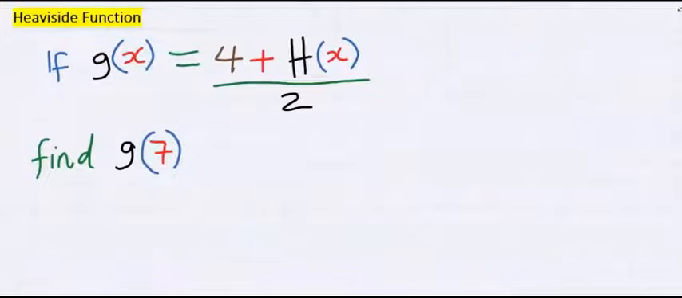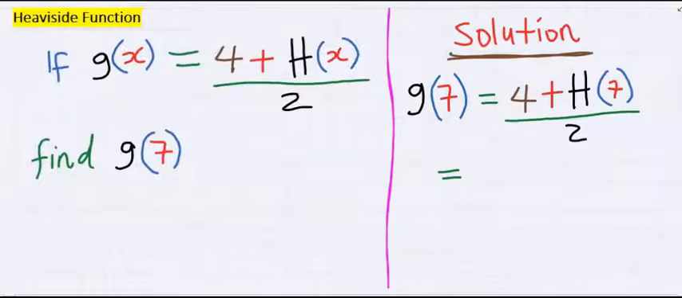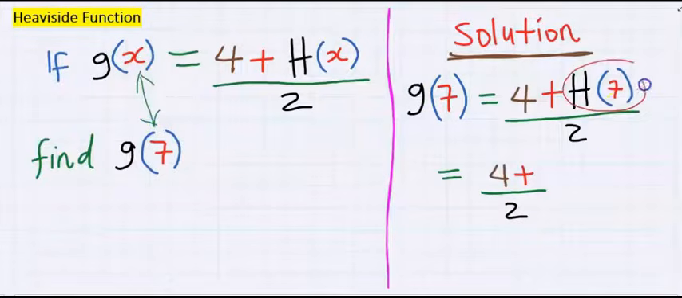In the exam, you will see it like this. To solve this problem, wherever you see x, you replace it with 7. The Heaviside function of 7 will return 1, and your answer is 5/2.